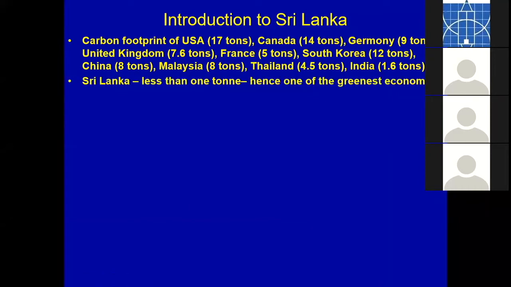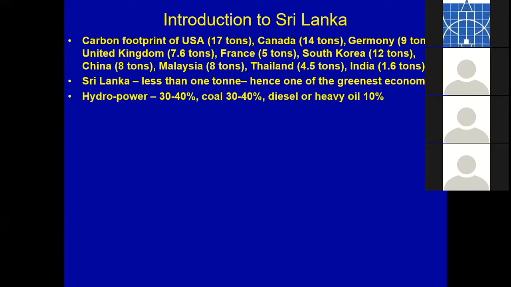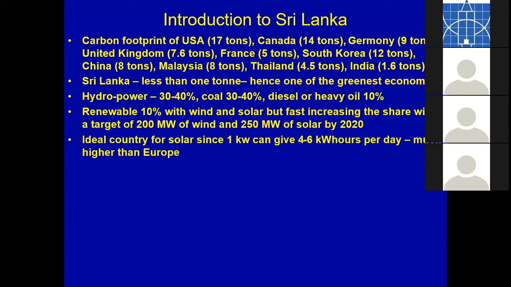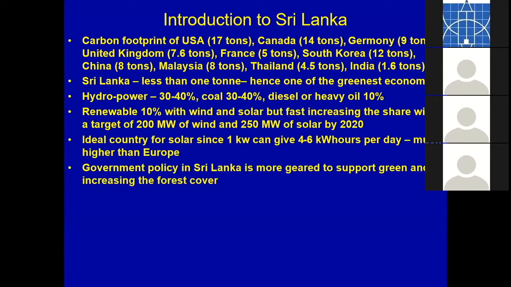Sri Lanka is less than 1 ton because we have a strong agriculture sector. We have a weak industrial sector. Even when we have industries, it's garments and so on, not energy intensive industries. Whereas if you consider countries like Malaysia and Thailand, they have car manufacturing and heavy industries, so their carbon footprint should be more. And we use renewables, we promote renewables. And Sri Lanka is a good country for renewables like solar.